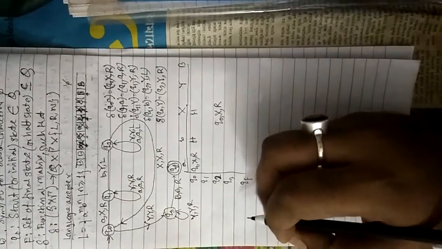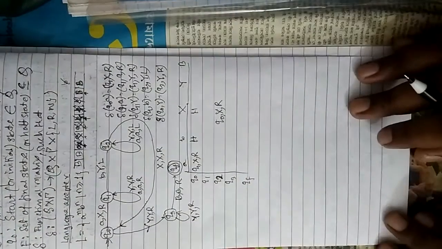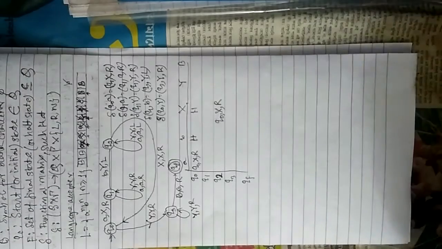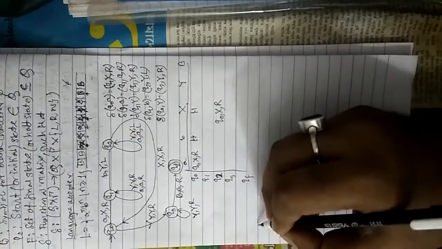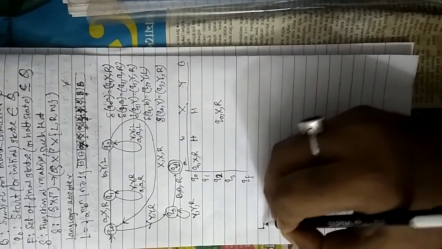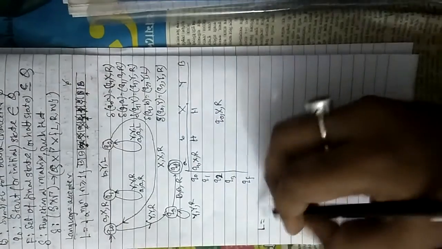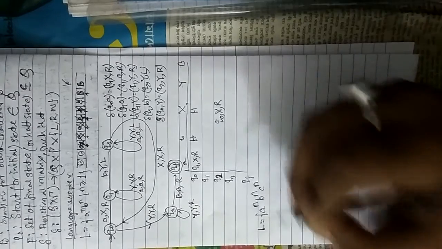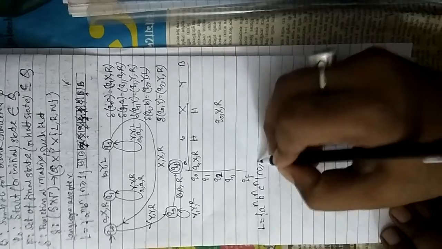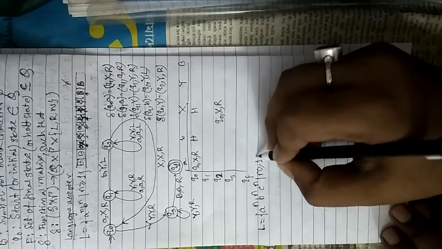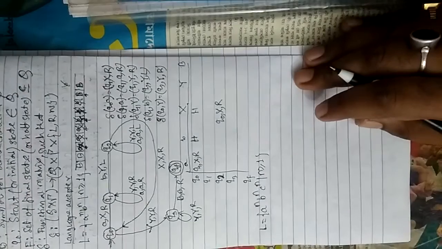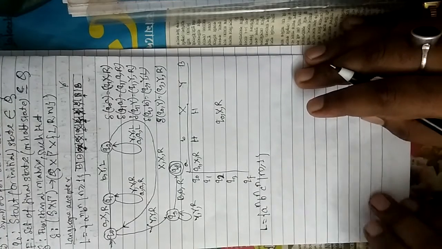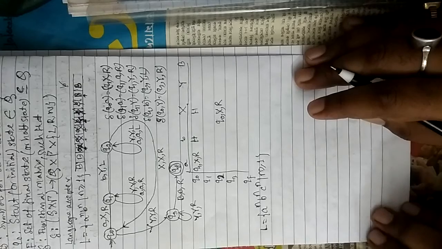So we will go for another problem. It is also a language accepted problem. It is given like this way: a is equal to, same like this one, but a to the power n, b to the power n, c to the power n, where n greater than or equal to 1. Now previously this problem cannot be solved by PDA or finite state machines. So this type of problem can only be solved by push down automata.